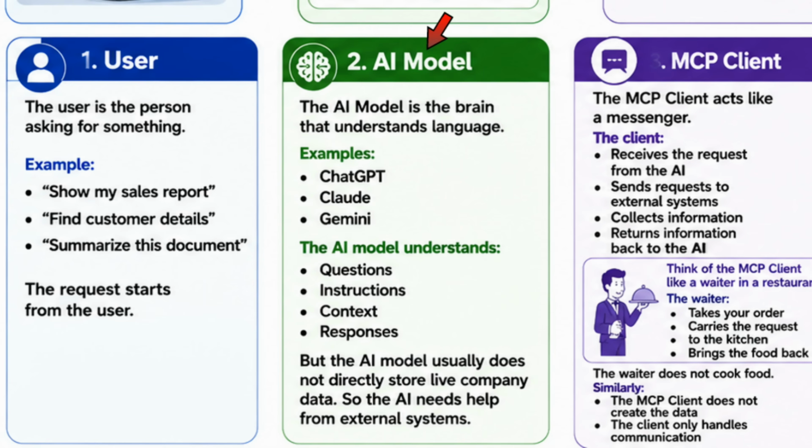Second one is AI model. The AI model is the brain that understands language. Examples include ChatGPT, Claude, and Gemini. The AI model understands questions, instructions, context, and responses. But the AI model usually does not directly store live company data. So the AI needs help from external systems.